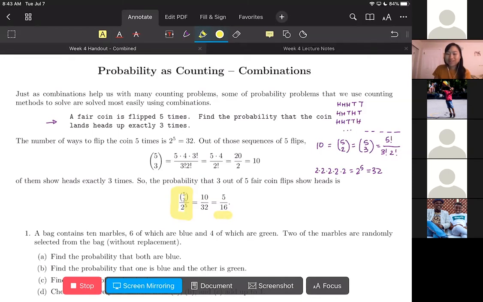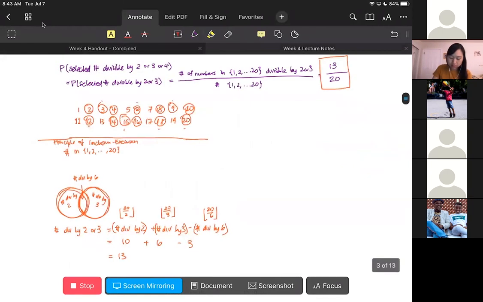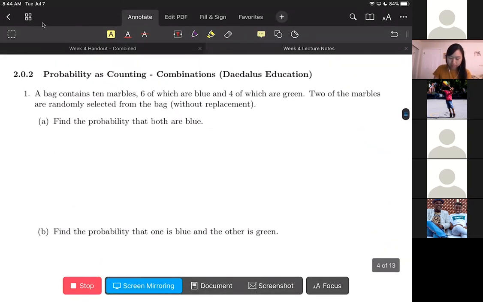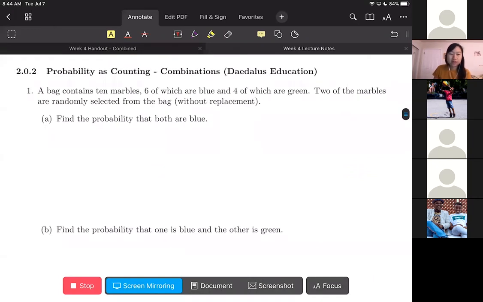All right. Then let's do a couple more examples together. Let me switch to this. All right, so we're back to marble selection. Here we say we have a bag that has 10 marbles. 6 are blue and 4 are green. 2 of the marbles are randomly selected from the bag without replacement. So what's the probability that both of them are blue?